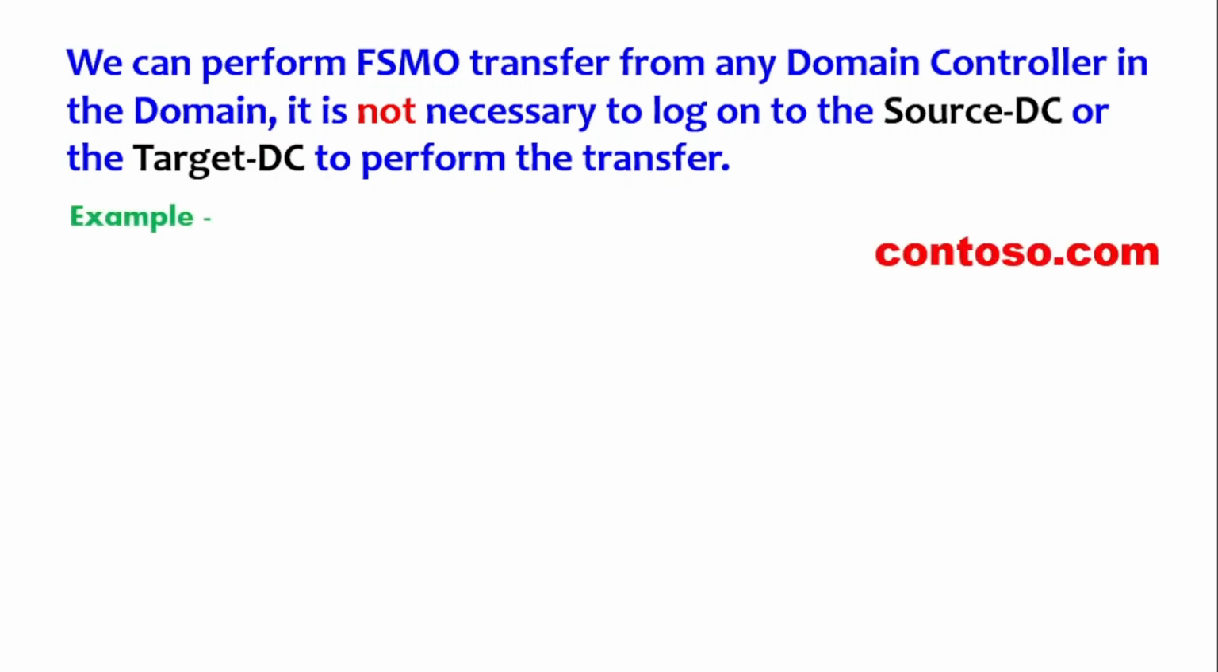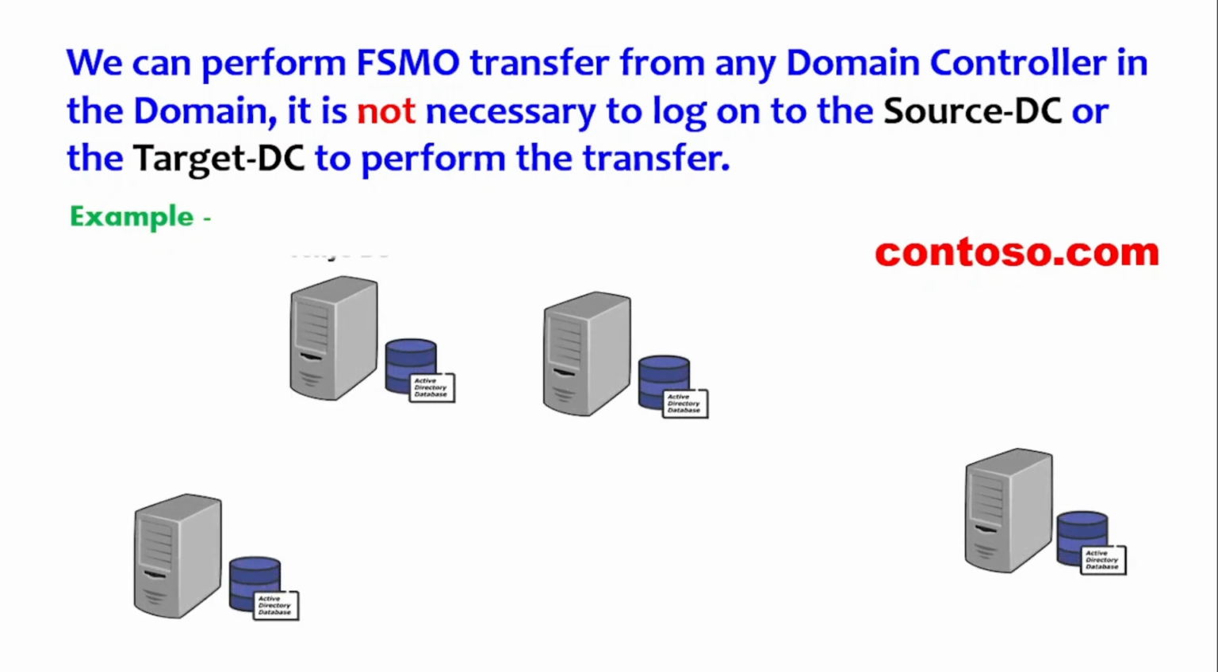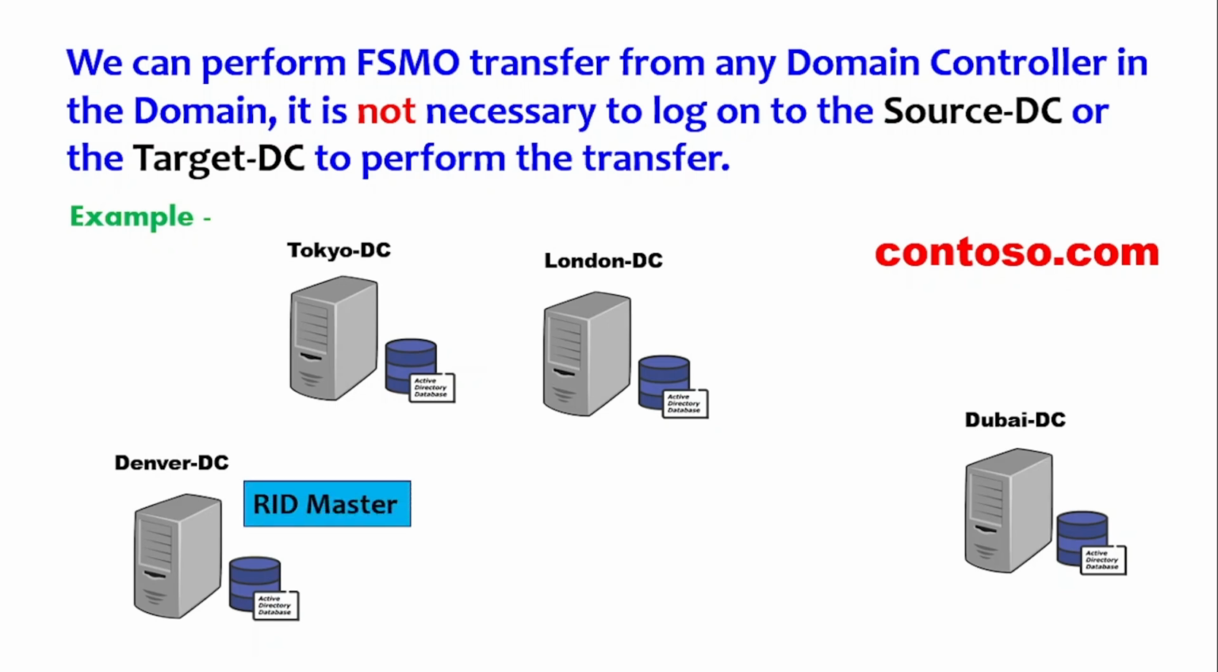Let's say we have a domain named contoso.com and we have, say, 4 domain controllers: Denver DC, Tokyo DC, London DC and Dubai DC. And Denver DC is our RID master. Now our task is to transfer the RID master from Denver DC to Dubai DC.